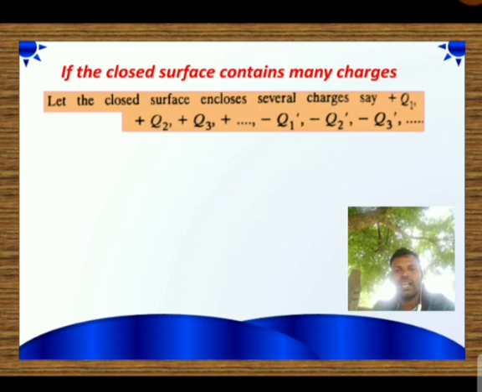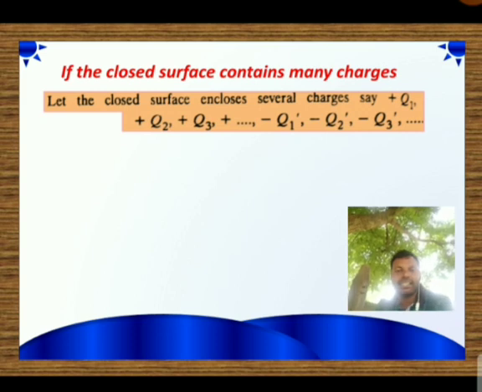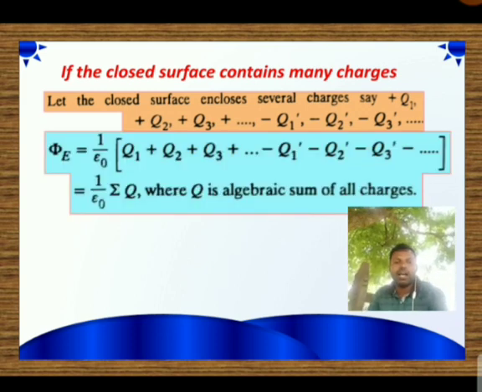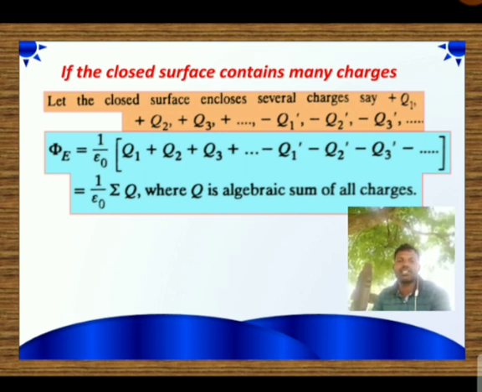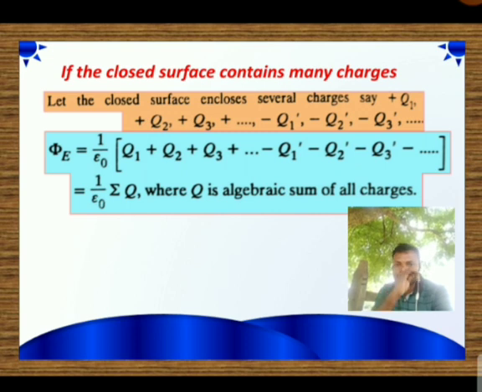Let us suppose a closed surface contains several charges like plus q1, plus q2, plus q3, and so on, minus q1 prime, minus q2 prime, minus q3 prime, and so on. In this case, what I have to do? I have to take the net charge as the algebraic sum of all the charges. That means instead of q, I have to write q1 plus q2 plus q3 plus so on, minus q1 prime minus q2 prime minus q3 prime, like this, right? That means you have to take summation q. That means the net charge can be calculated by summing all the charges, the algebraic sum, right?